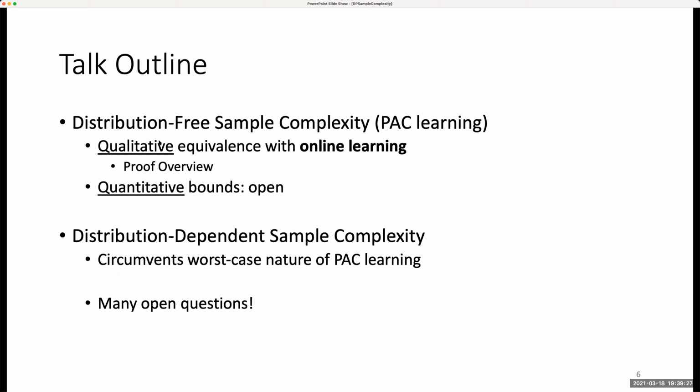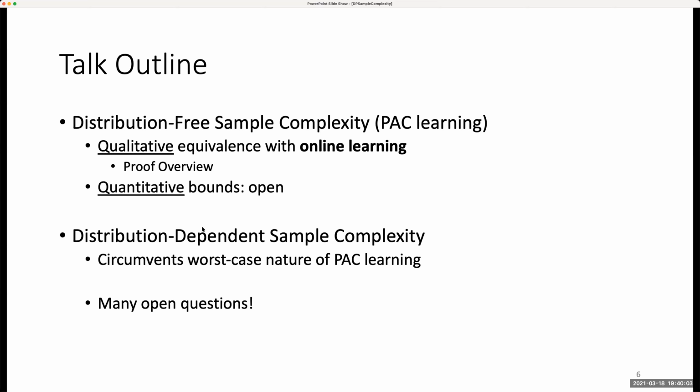In the first part, we will discuss the PAC model, the distribution-free model of learning. And in this part, we will present a qualitative, and I stress the word qualitative, equivalence with online learning. This part will also be a little bit technical, so we'll present some of the ideas that go into this equivalence. And we will also present many open questions that are left in this context.